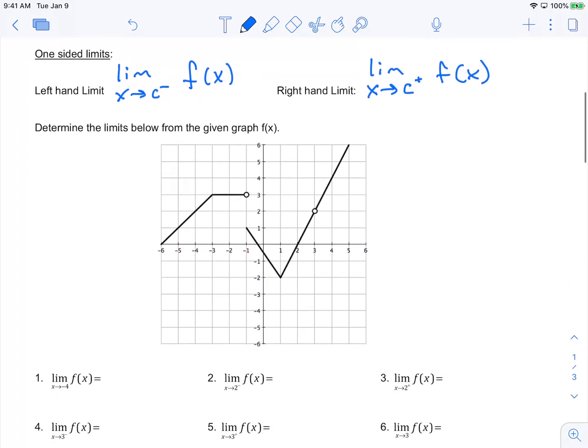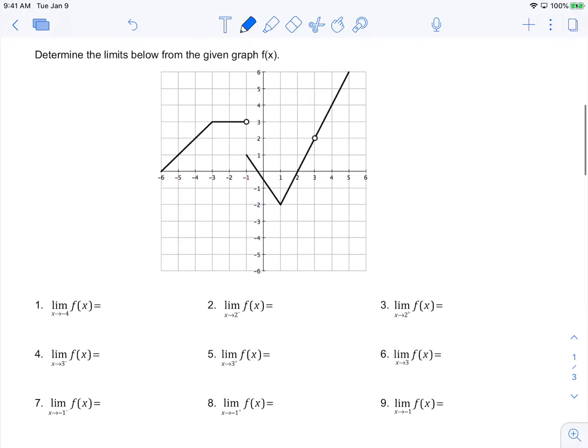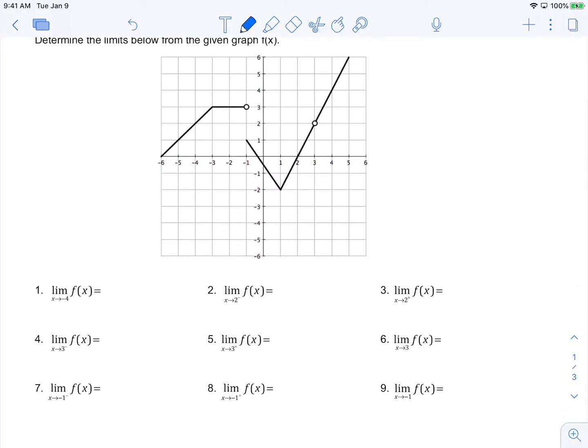So let's go and look at this example here. All right? So if I'm looking at the first example, here we're looking at the value of f of x as x approaches -4. And so I go to -4, and I look at the graph. Is there a value here? Yes. That's going to be 2. Okay?